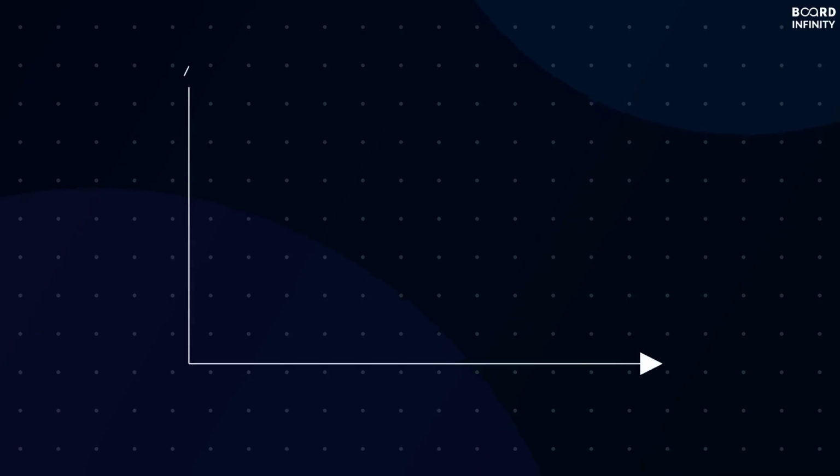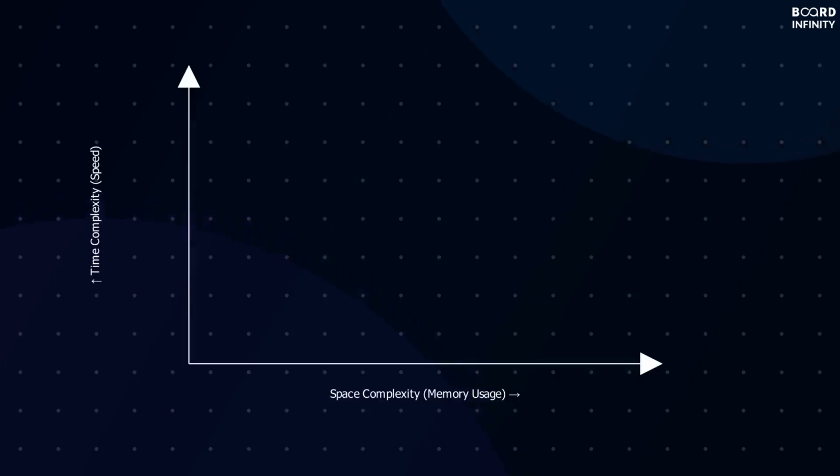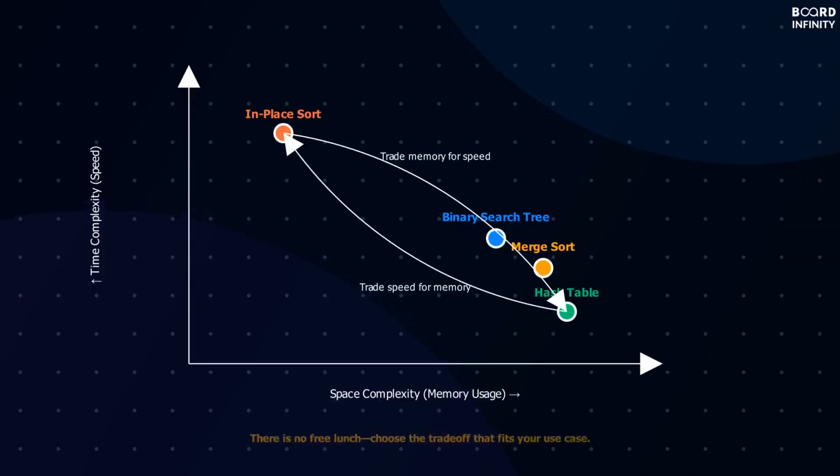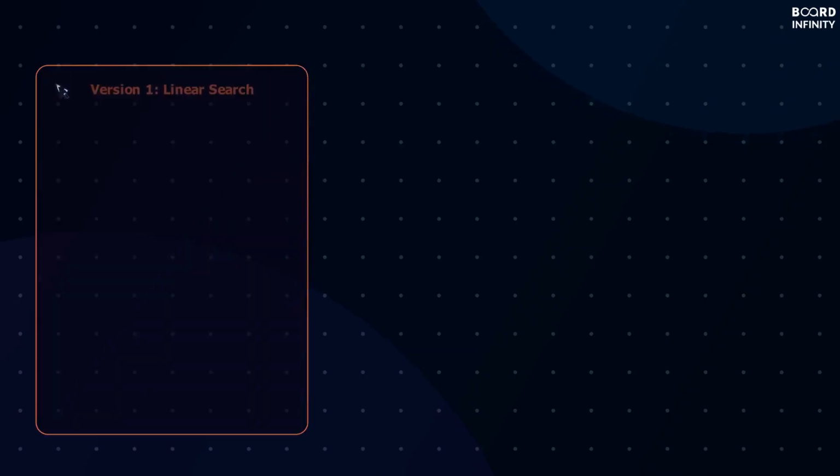But there's always a trade-off. Hash tables use extra memory to achieve O of 1 lookup. That's called the space-time trade-off. You trade space for speed. Sorting algorithms that run in O of n log n time often use O of n extra memory. Sorting in place saves memory but is slower. The question isn't which algorithm is best. The question is, which trade-off fits your use case?